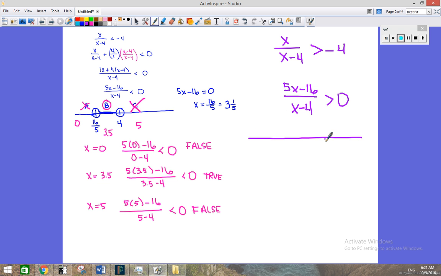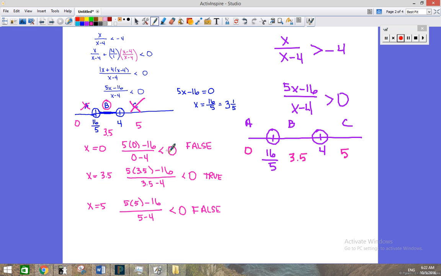We get the critical point of 4 because 4 minus 4 is 0, and 5x minus 16 equals 0 gives us the other critical point, 16 over 5. Both of these values are hollow because the 4 minus 4 is in the denominator. That's why that's hollow. This one's hollow because it's a strict inequality. It doesn't say greater than or equal to. This divides my number line into 3 regions. I can pick the same test points as last time, 0, 3.5, and 5.